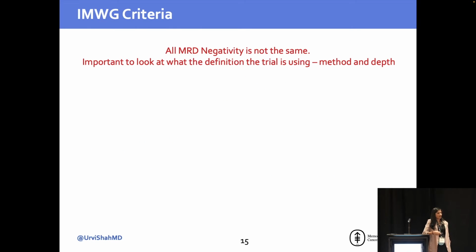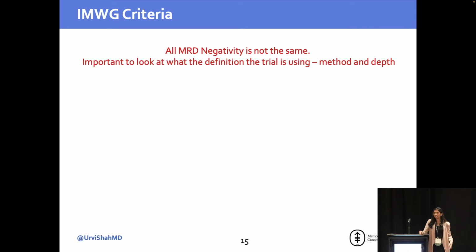So all MRD negativity is not the same. It's important to look at what definition the trial is using, the method, and the depth. And why I say this is because you can have MRD negativity of 10⁻⁵, so 1 in 100,000 cells, or you could have 1 in a million cells.